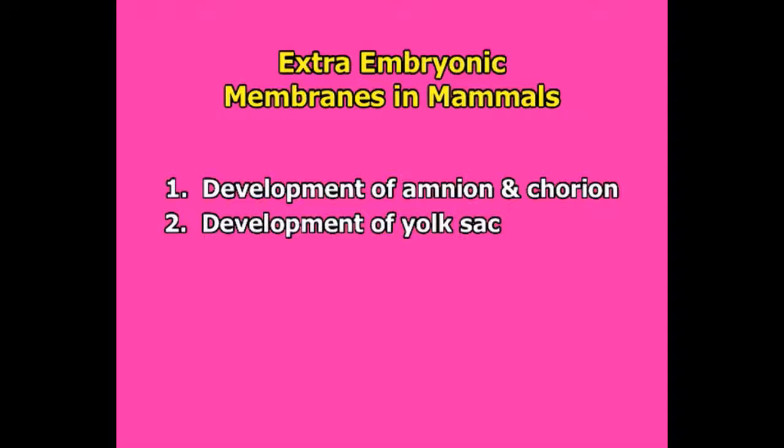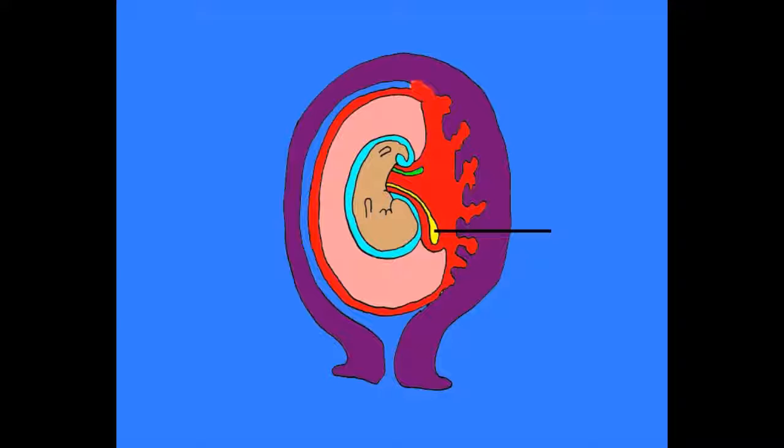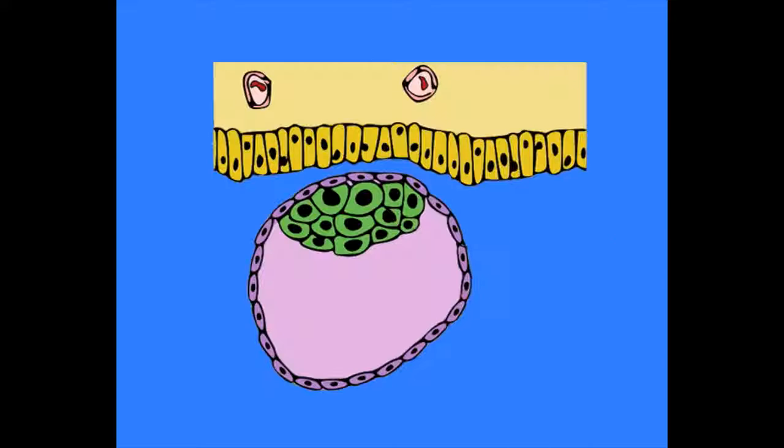Development of yolk sac. There is very little or no yolk in marsupial and eutherian eggs. Yet, a yolk sac develops in their embryos, which points to the reptilian ancestor. In the mammals, yolk sac begins to form during early gastrulation.